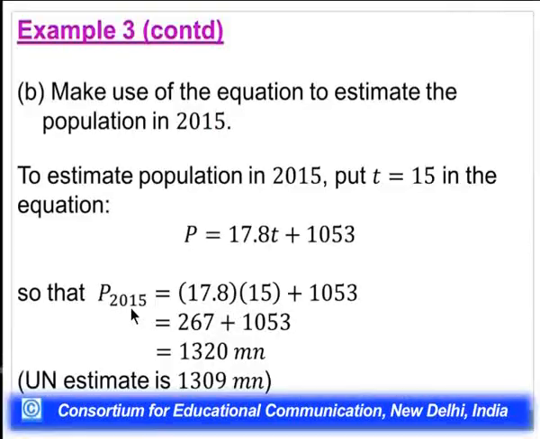For example, if I want the population in 2015, then all I have to do in my equation, P equal to 17.8 times T plus 1053, is put T equal to 15, because 2000 was T equal to 0. So 2015 becomes T equal to 15. When I substitute T equal to 15, I get the population in 2015 as 17.8 times 15 plus 1053, which is 267 plus 1053. I hope I've got my calculations right. This turns out to be 1320 million, or 1.3 billion, which is quite close to the UN estimate.